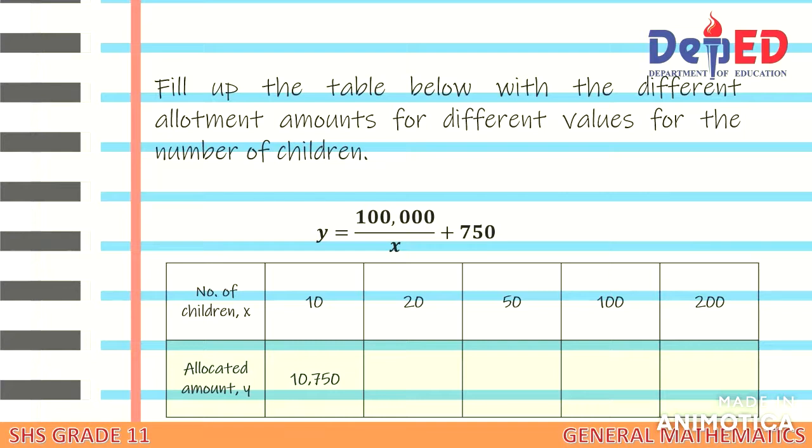So, if our x is 20, the number of children is 20, our allocated amount will be 5,750. And if our number of children is 50, allocated amount is 2,750. If 100, ayan, 1,750. And if it's 200, it will be 1,250. Okay?